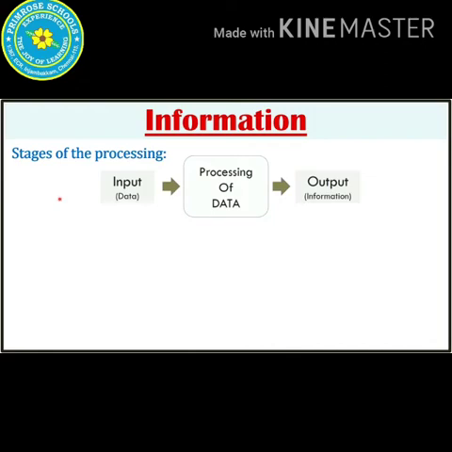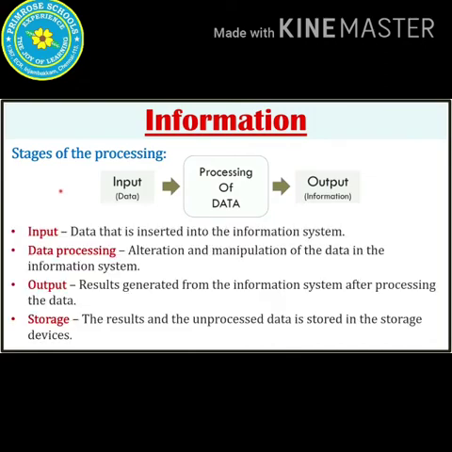Now let's discuss the stages of processing the data. There are 4 stages of processing the data. First, input. Input is the data that is inserted into the information system. The second stage is data processing, in which the data is changed and manipulated in the information system. Third stage is output, which is the result generated from the information system after processing the data. And the last stage of the processing is storage, in which the data and the information is stored in the storage devices.